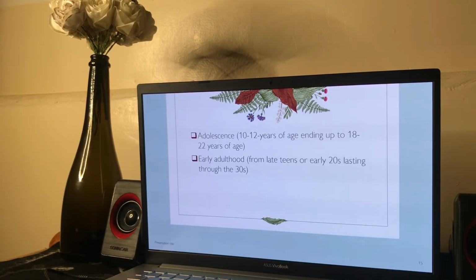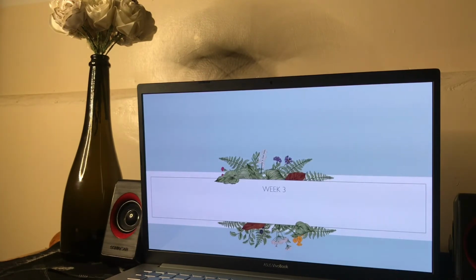Next is early adulthood, from late teens or early 20s, lasting through the 30s. Second to the last one is middle adulthood, from 40 to 60 years of age. Lastly, late adulthood. This stage is from 60 years and above. So let's proceed to the week 3.